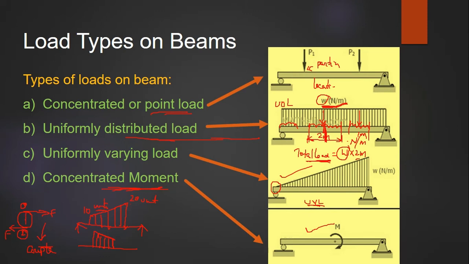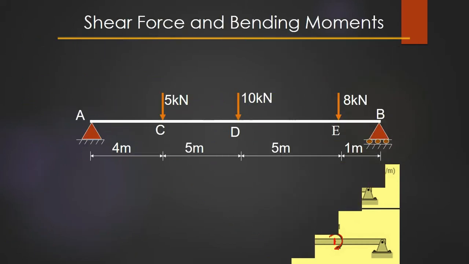This is the distance between those two forces. So force into the distance between those two gives the couple. This is how we represent it. So this is the couple that is acting at this particular location of the beam. Of course, we are going to solve some problems on this in the shear force and bending moment chapter.